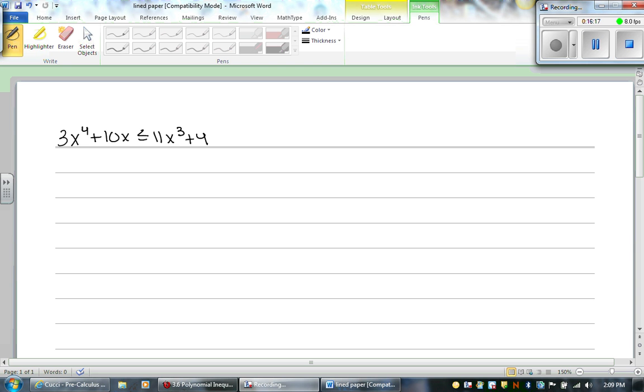Okay, so again, we're going to start by getting everything to one side so that we have a 0 on the right-hand side of this polynomial. So 3x to the 4th minus 11x cubed plus 10x minus 4 is less than or equal to 0. And then what we're going to do is make this into an equation.